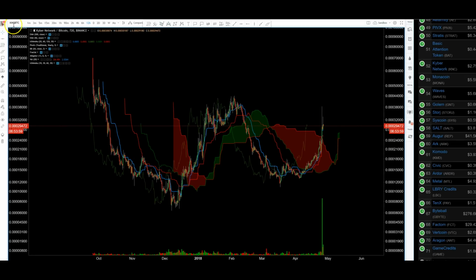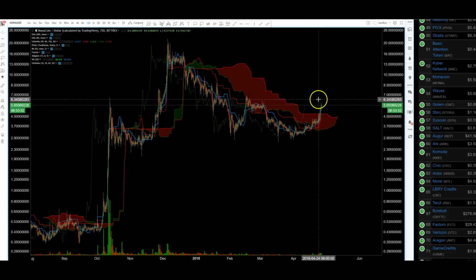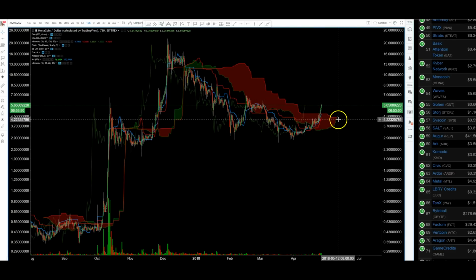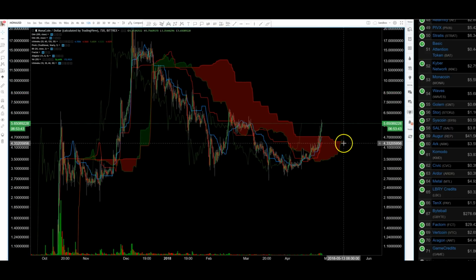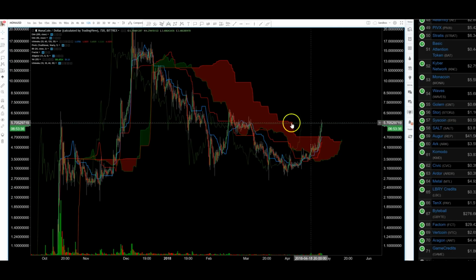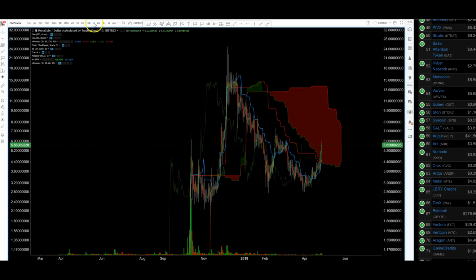Let's go to Mona. Can't trade the USD pair. Looks really good on the 12-hour. This is what you want to see. If you missed the Kumo breakout, you're waiting for this. Just this little bit of bullishness, right? You're getting an Adam and Eve. It's right at the neckline. So it looks really good on the 12-hour.